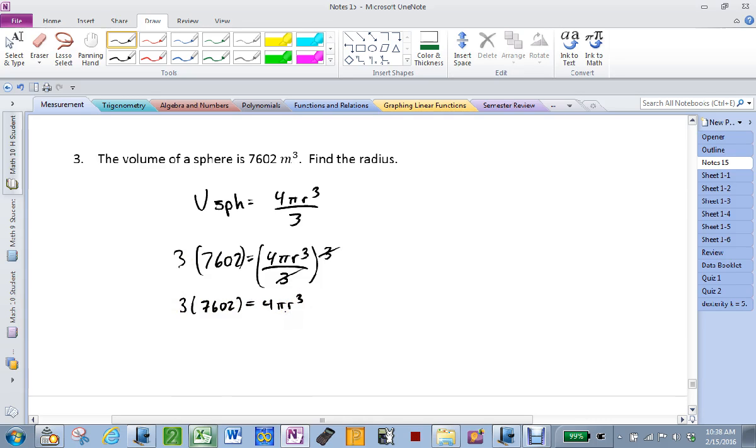How do I get rid of the 4 pi? Divide by 4 pi. So now I've got this 3 times 7,602 divided by 4 pi equals r cubed. Now here is where I would change again with this question.